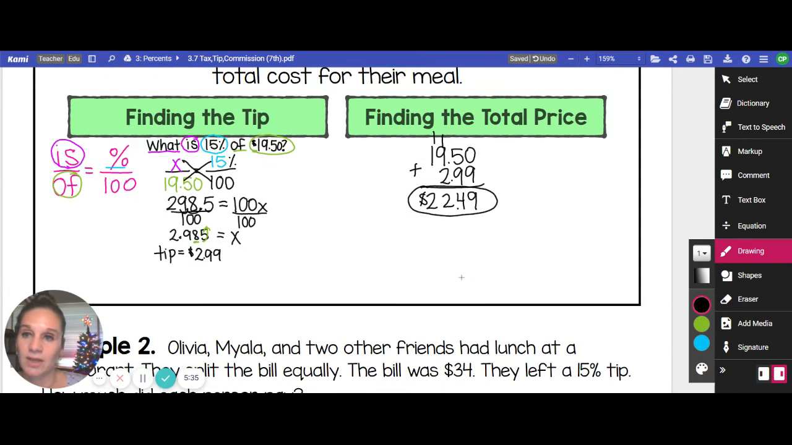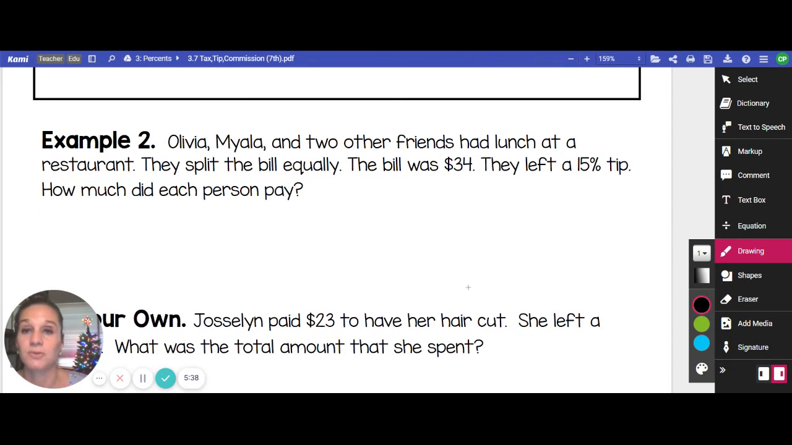So let's look at one more example like this, dealing with another situation with a tip. So we've got Olivia, Maela, and two other friends had lunch at a restaurant. They split the bill equally. Ooh, here we've got one where it's equal. So the bill was $34, and as a group, they left a 15% tip. How much did each person pay? So we could actually solve this two different ways. We could figure out the tip and the total first, then divide by 4. Or we could divide by 4 first for the bill and then multiply that by 15%. So it doesn't matter which way we do it.